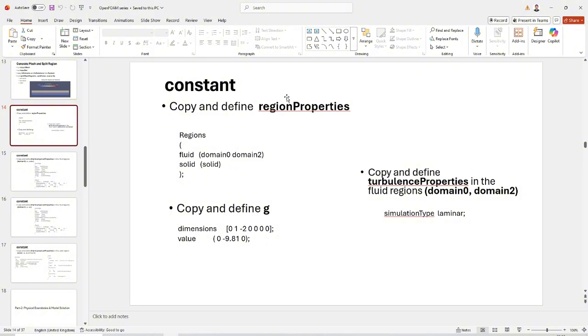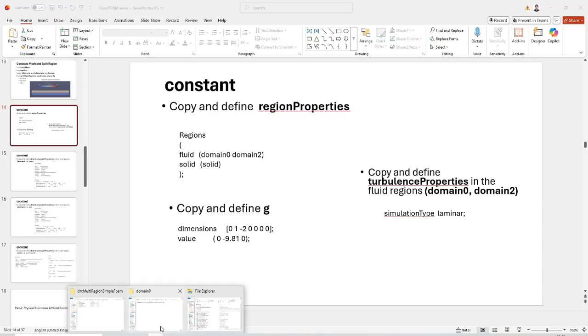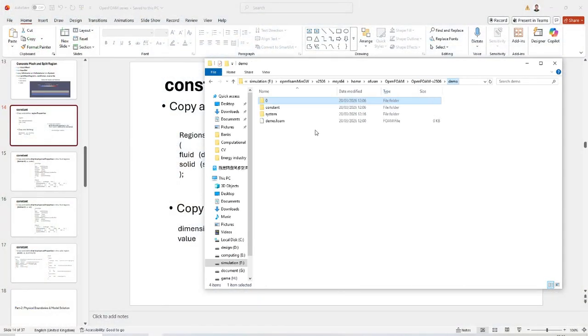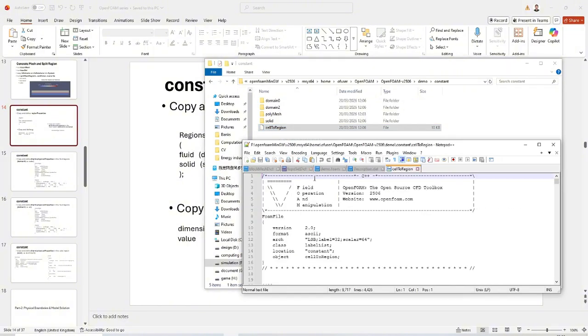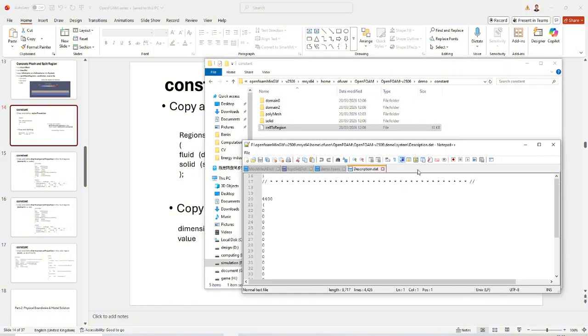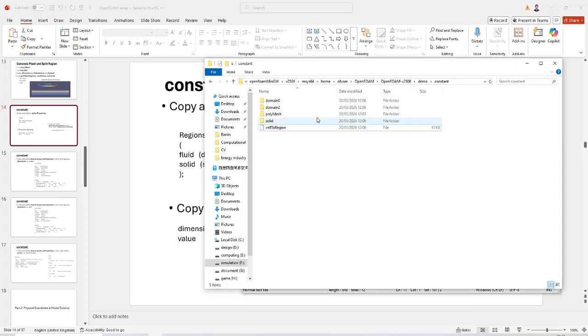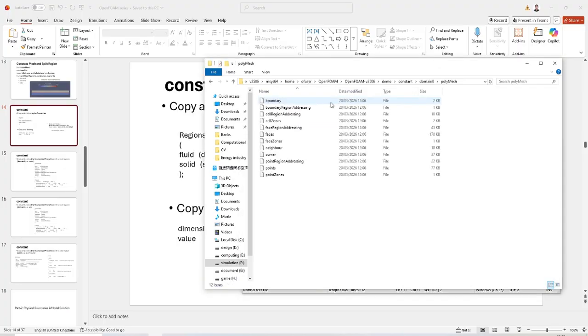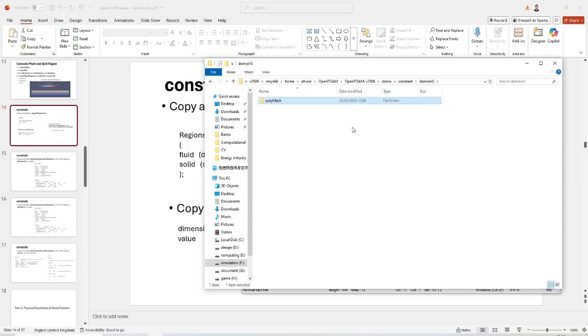So we need to define the region properties in the constant folder. Now we go to the constant folder. The constant folder was created when we did the block mesh, and now after splitting the mesh, it also creates the 3 folders and the cell-to-region. This cell-to-region is very similar to the ones in the 0 folder. For the 3 domains, there's also the polyMesh, which holds the boundary conditions and the meshing information.